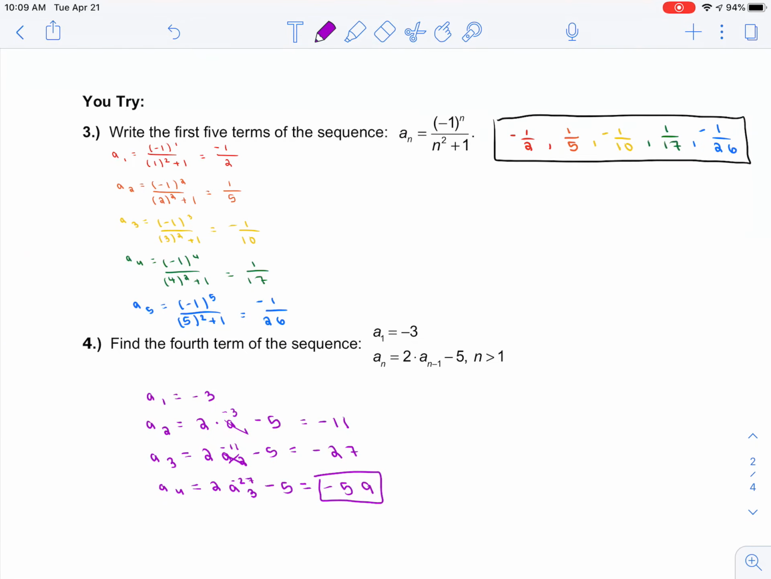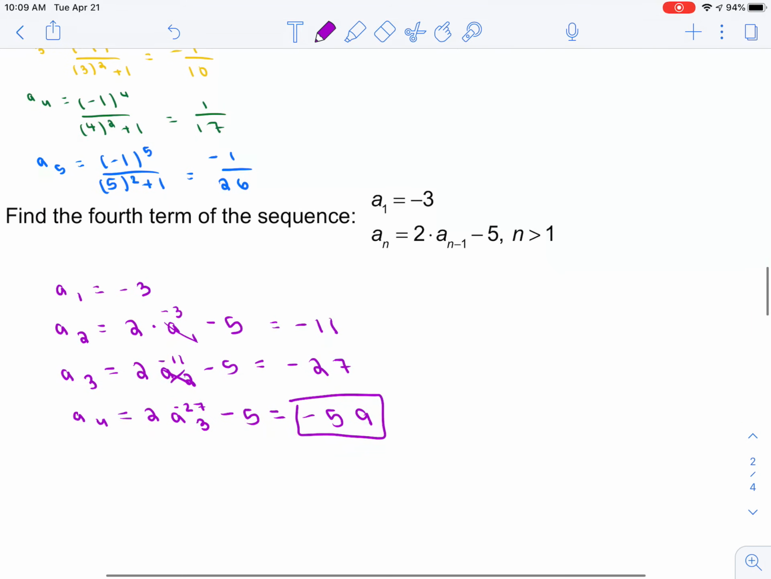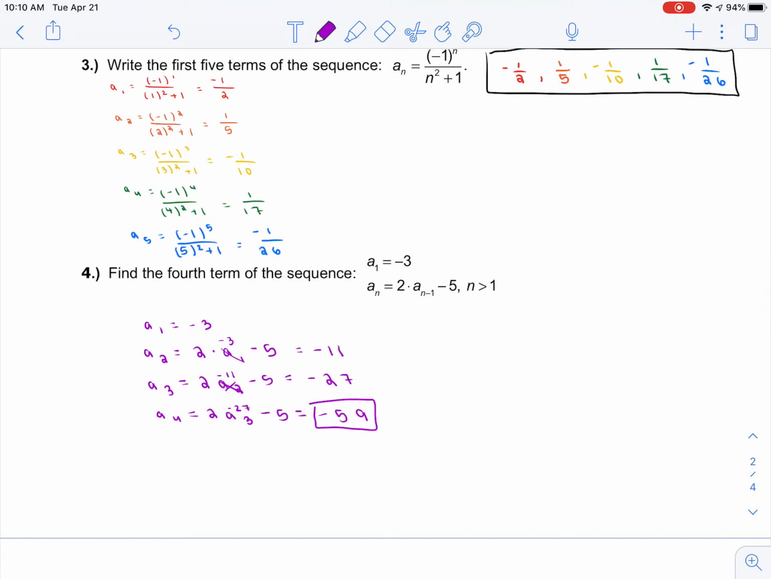And then for the 4th question on here, you had to find the 4th term. Again, it's recursive. So the first term was given to you, but you needed to find the second term by taking 2 times the previous term and then subtracting 5 to get that -11, and so on and so forth. You have to keep taking the term that you got from the step before and use that to find your next answer. So that is this idea of explicit versus recursive.